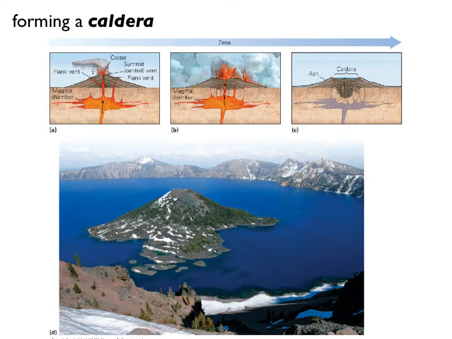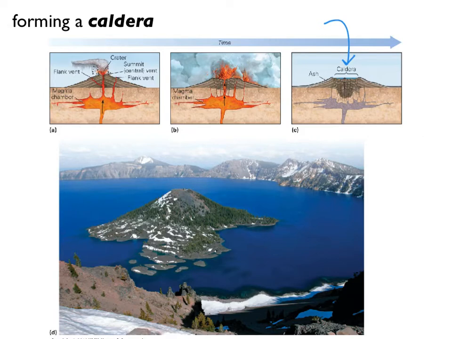But over time, as the magma chamber that's underneath the volcano empties during an eruption, the volcano can collapse on itself because you're effectively moving mass from underneath the volcanic structure to the surface of the earth during the eruption. And when you remove that mass from underneath, that can cause the volcano to collapse. And then the summit area of the volcano subsides and turns into what we call a caldera. So this is the formation of a caldera over time.